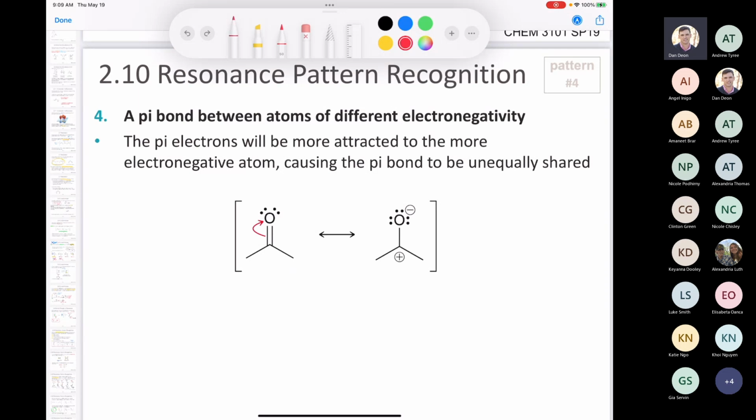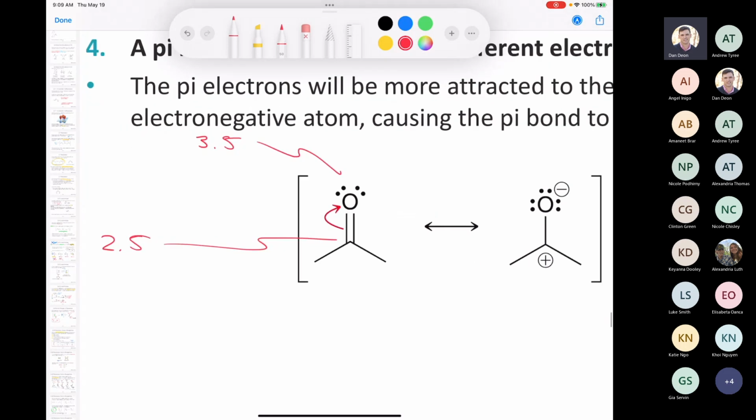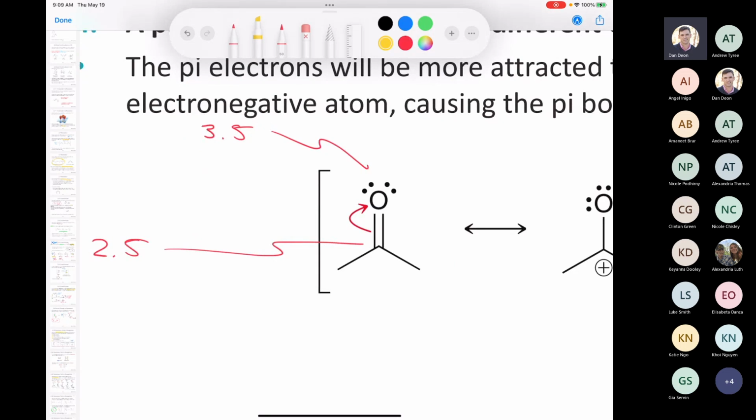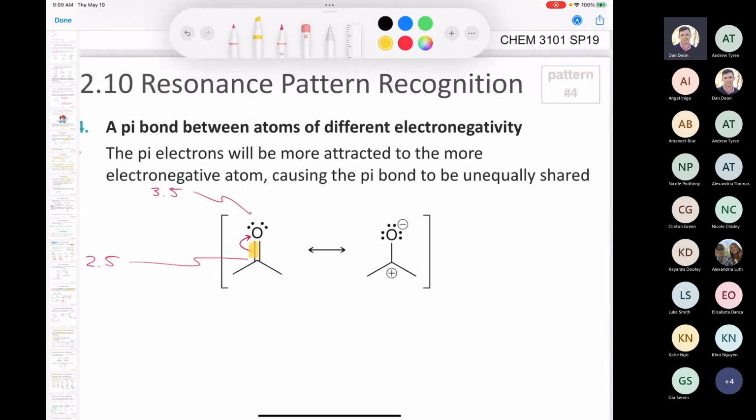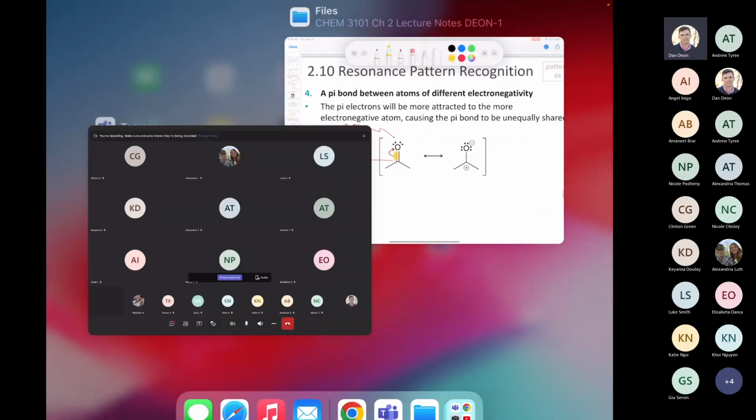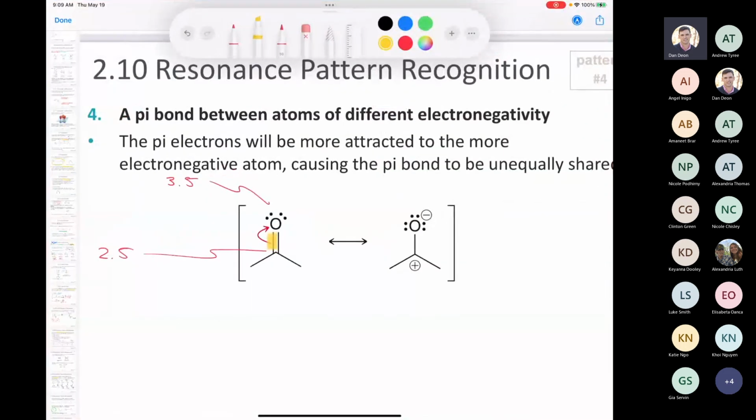Here we have an oxygen, which has an electronegativity of 3.5, and carbon has an electronegativity of 2.5. We have a pi bond between the two. And so you can always break that pi bond and put the electrons on the more electronegative atom because it's got a greater desire to hold those electrons. And so there's nothing wrong with this resonance structure right here.